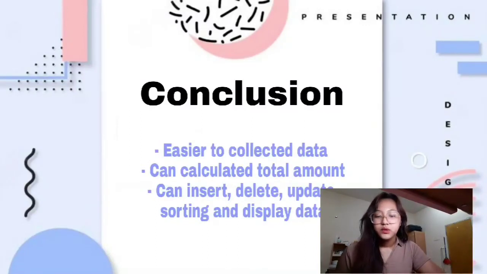And as for the conclusion, the system we made is to make it easier to collect data of the customers that rent the car. Other than that, based on the information, the system is also able to calculate the total amount due before and after discount. It is also easier to insert, delete, update, search, sort, and display the data. I think that's all from us. Thank you.